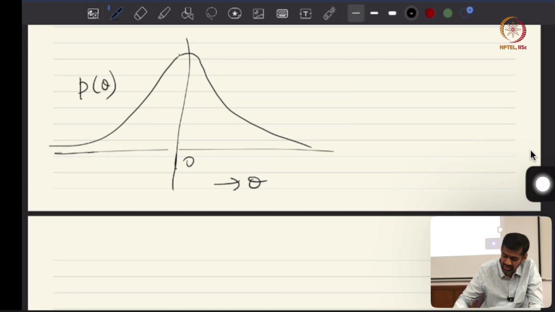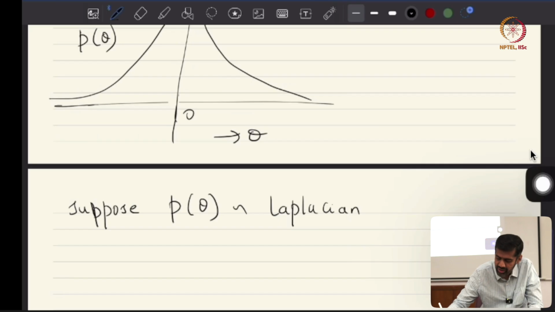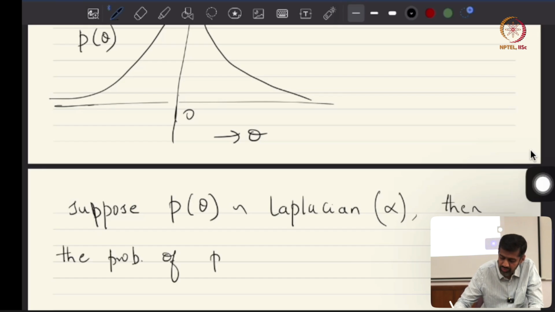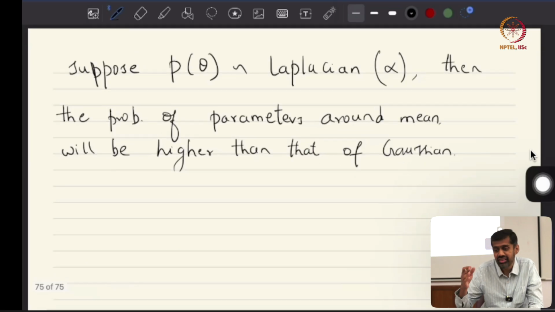Okay. So now suppose p of theta is chosen to be Laplacian with parameter, let us say some alpha, then the probability of parameters around the mean will be higher than that of a Gaussian. And this is a homework.